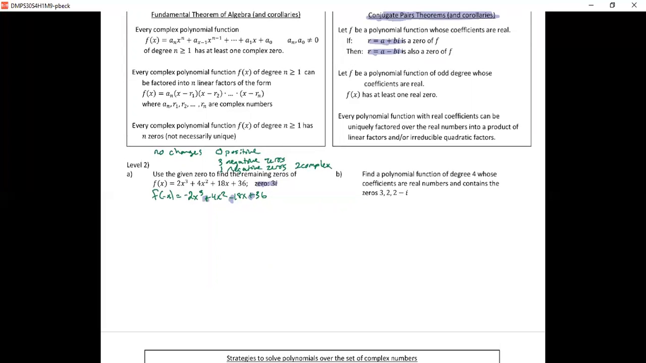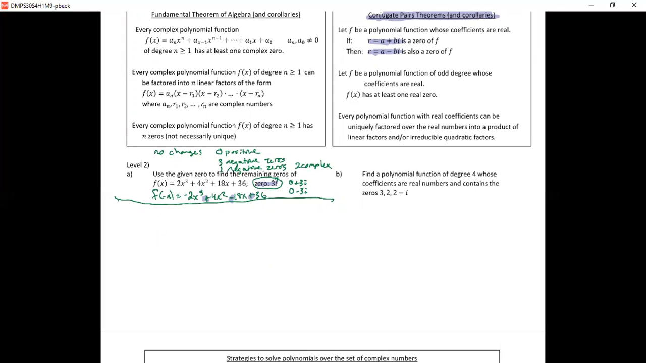Our goal with this level 2 problem is to find the remaining zeros. Here I'm going to use the conjugate pairs theorem: if 3i is a 0, that would be 0 plus 3i, then 0 minus 3i is also a 0. So I now know 2 zeros. Well, how do I find the third 0? I have a couple of different possibilities of what I could do.